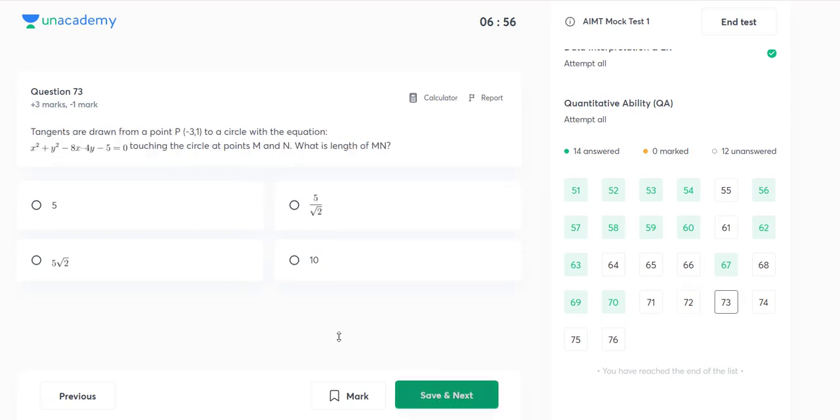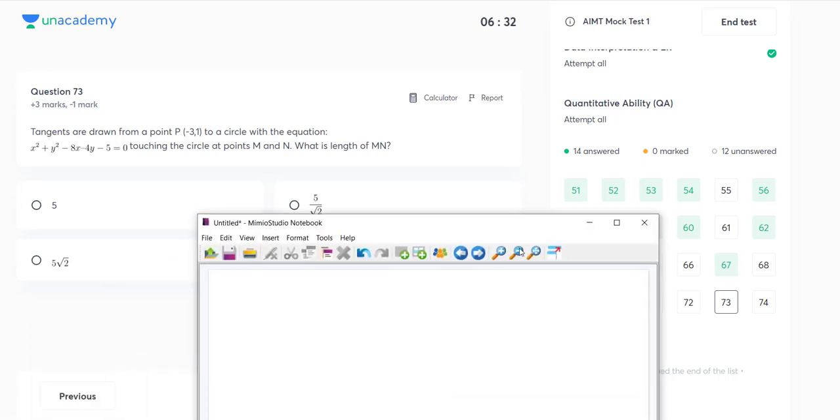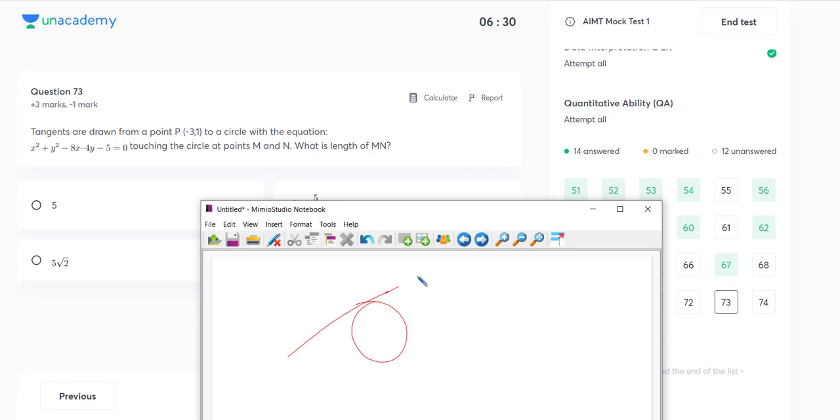Over here it looks very lengthy. This one, the tangents are drawn from point P, 3, 1 to a circle, touching at points M and N. What is the length of MN? Hold on, one second, the diagram is going to be like this. This point is M, this point is N, this point is -3, 1. We need to find the length of MN. I think this will take time. Let's go to the next question.